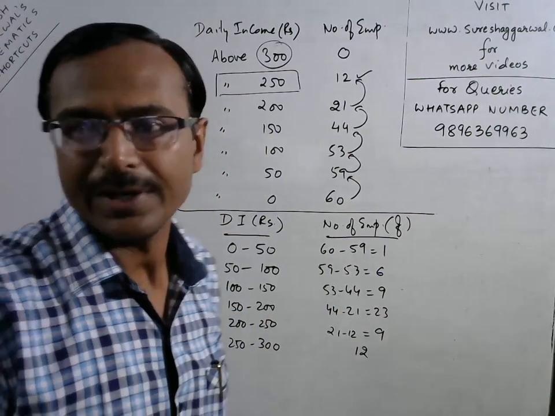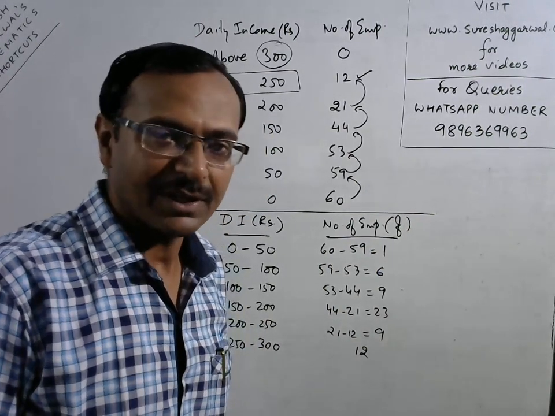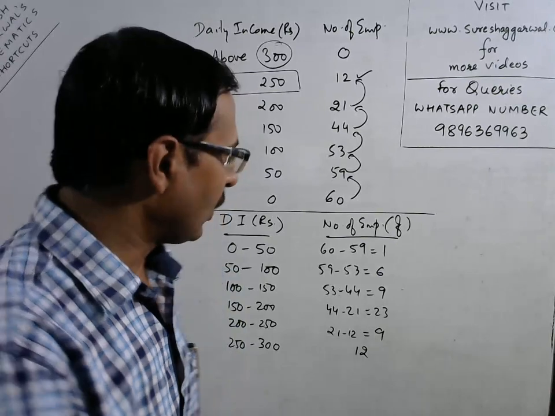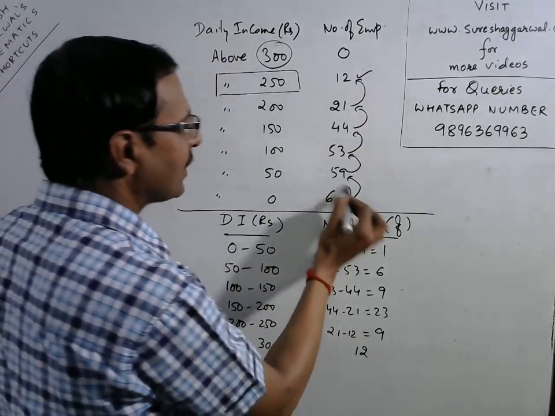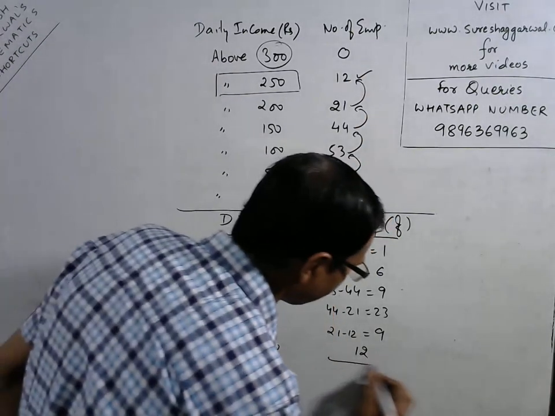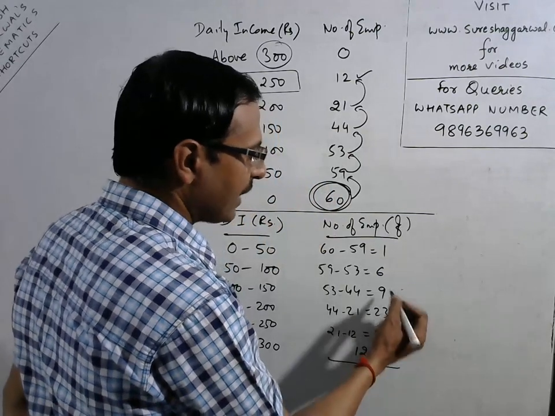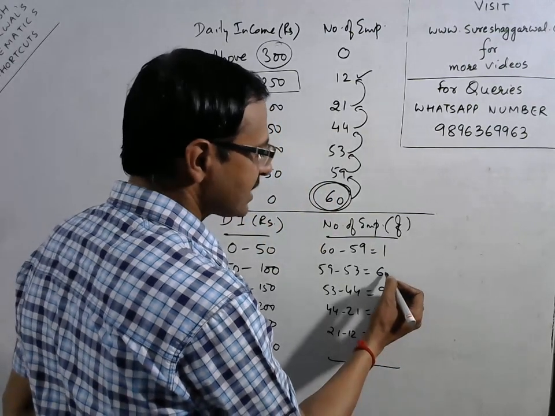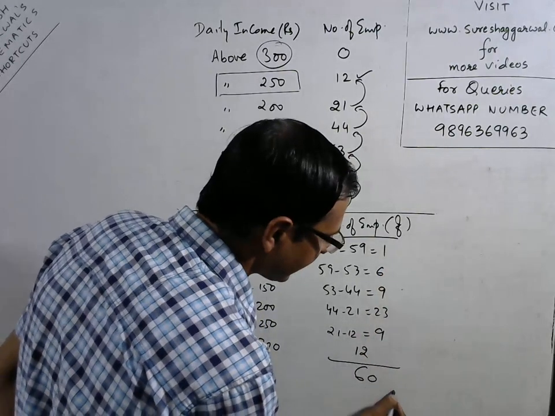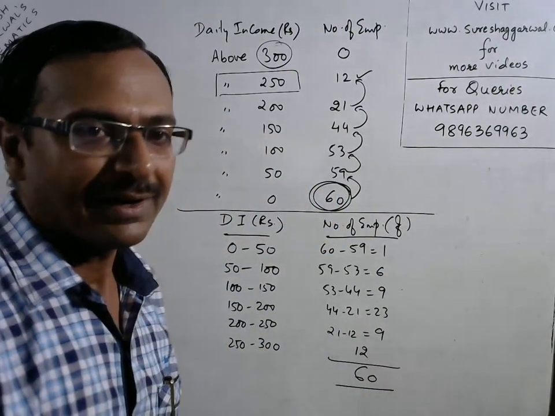And again, the same checkpoint is there. You can check whether your distribution has come out correctly or not. What is the highest value? It is 60. Now check the total. 12 plus 9 is 21, plus 23, 44, plus 9, 53, plus 6, 59, plus 1, 60. So your distribution has come out correctly.